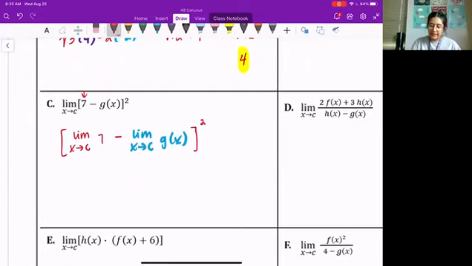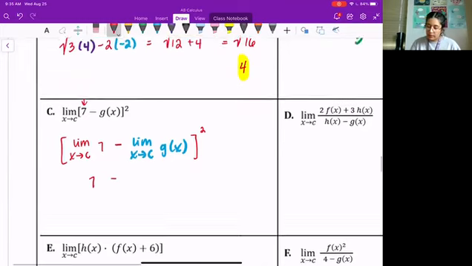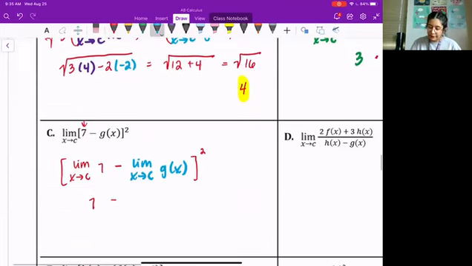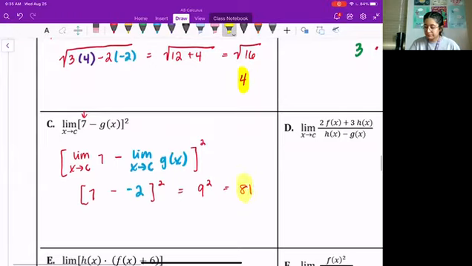So I know my first limit is going to equal 7. They told me that g of x limit was negative 2. And I want to square that. So this is going to be 9 squared, which is 81. Nice. Let's do one more of these.